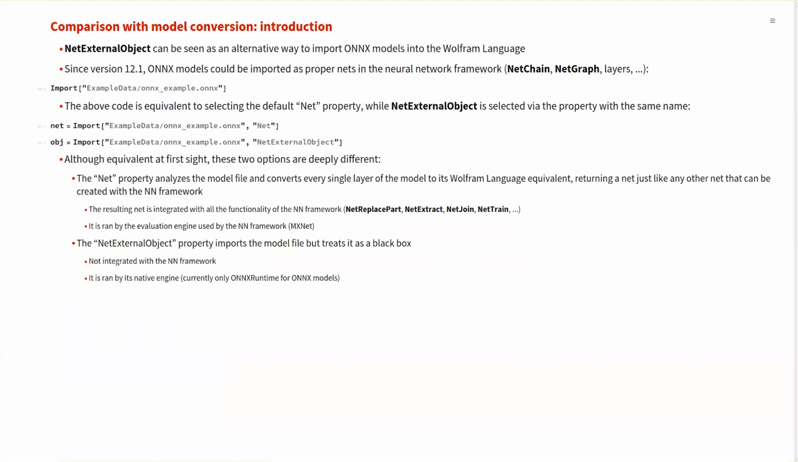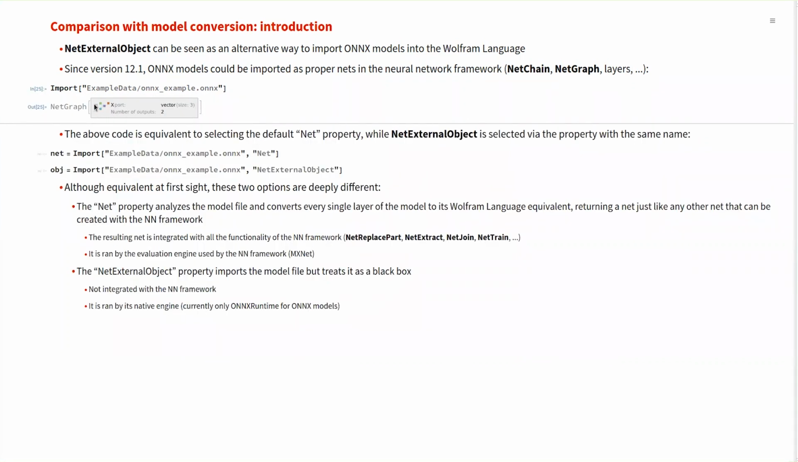Okay, so let's keep discussing NetExternalObject. It can be seen as an alternative way to import ONNX models in the Wolfram language, because since version 12.1, it is also possible to import ONNX models as proper networks in the framework, so in a chain, net graph, and layers. And this is just done by calling import on the ONNX file. This returns a net graph object.